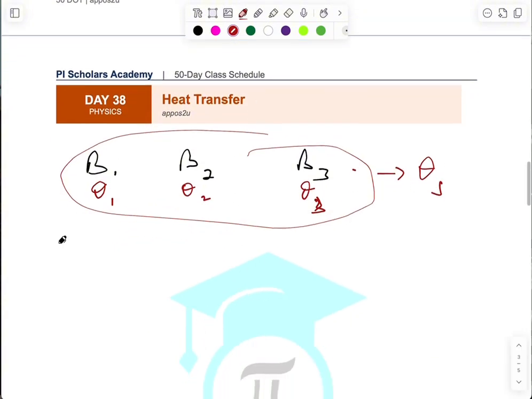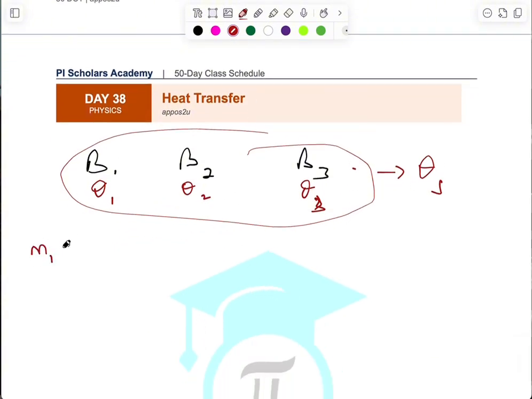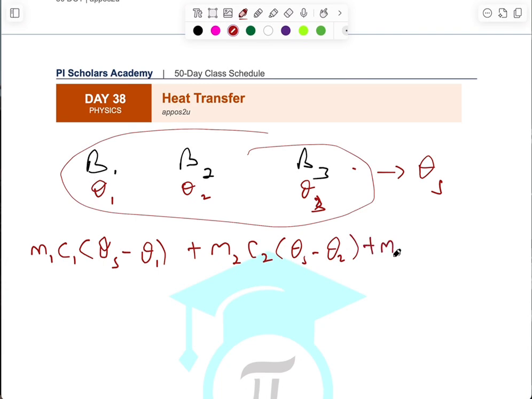So all you have to do is say M1 multiplied by C1, then multiplied by the change in temperature, which is the steady state temperature minus the initial temperature. You have M2 C2, the steady temperature minus the initial temperature. Then you have M3 C3, the steady state temperature minus the initial temperature. Everything will be equal to 0.